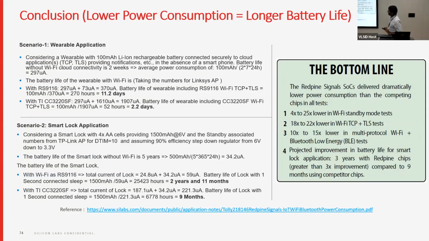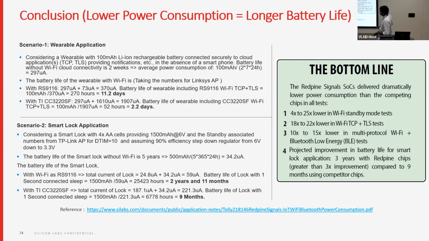When you take the smart lock application, considering a smart lock with 4x AA cells providing 50 milliamp-hours at 6 volts, the total power consumed is 34 microamps. And with Wi-Fi, this is stepped down from 6 volts to 3.3 volts because the module operates at 3.3 volts. So the power consumption without Wi-Fi is 34 plus with Wi-Fi is 24.